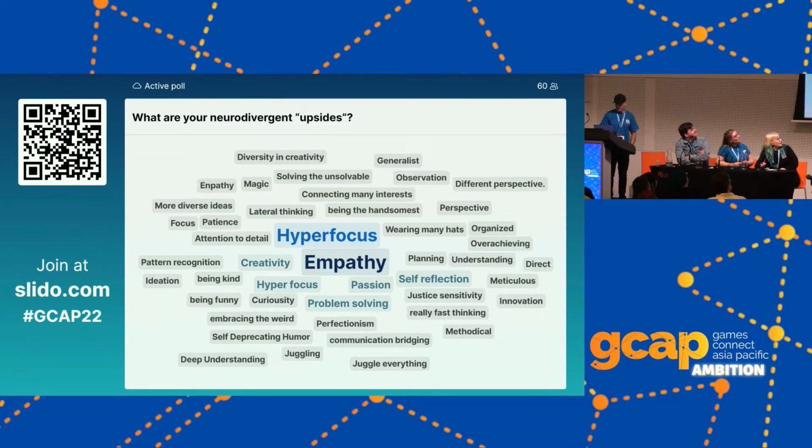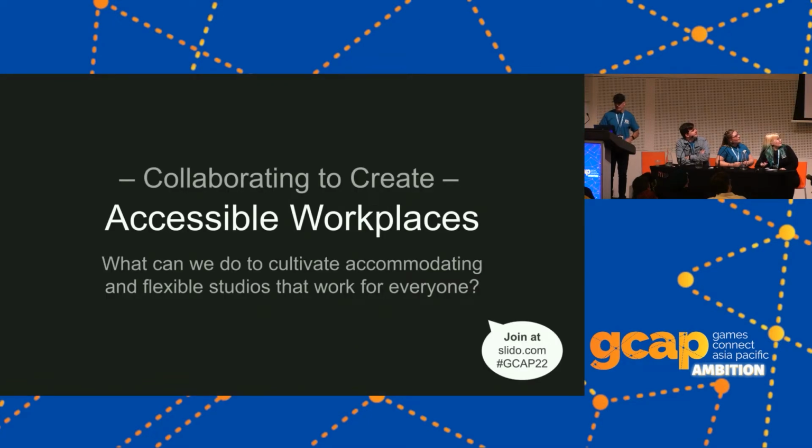All right, so the next one is collaborating to create accessible workplaces. What can we do to cultivate accommodating and flexible studios and workspaces that work for everyone? I think that was something we talked about, where there was an example with the blinders. You should tell the story. I'll tell the story.